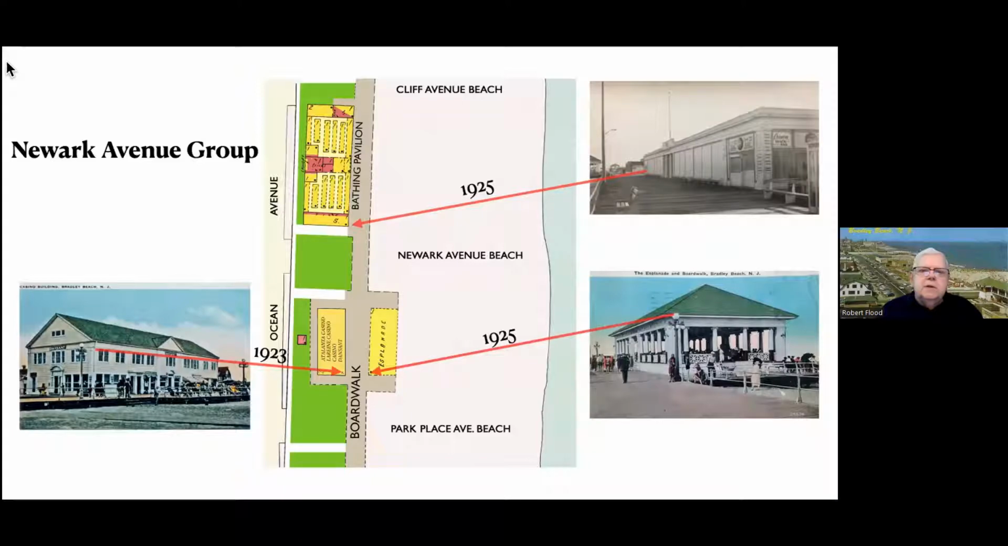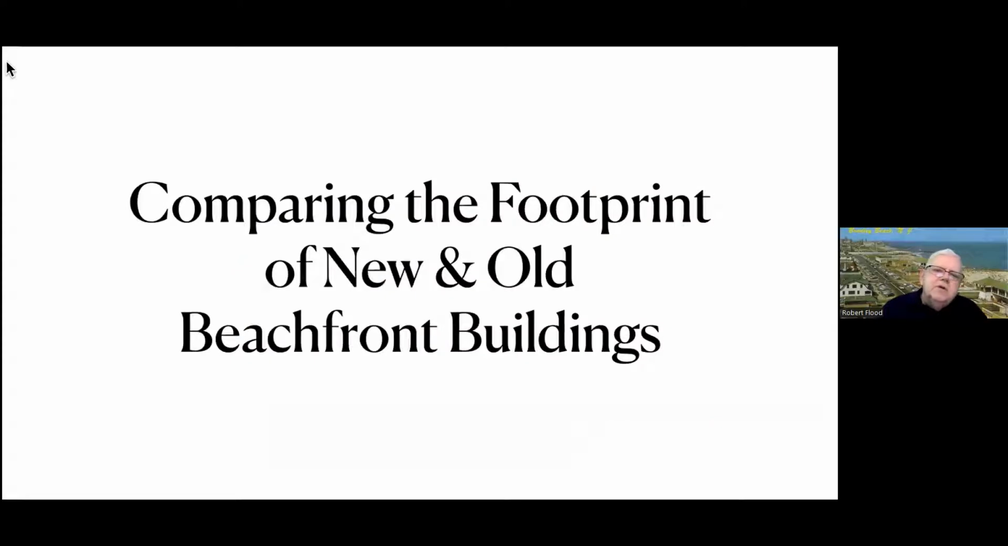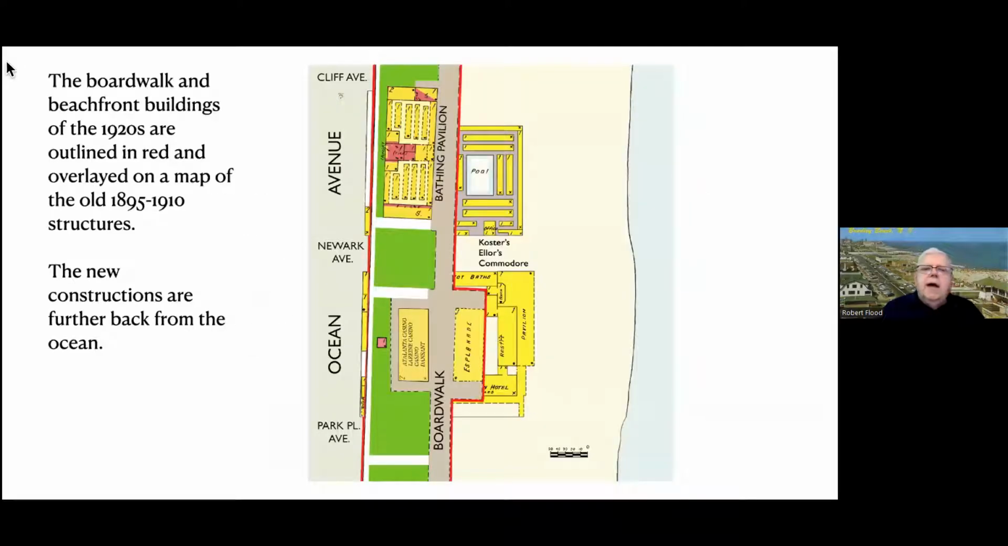What I thought would be interesting to do would be to see where these sit and compared to what was there. So we're going to compare the footprint of the new and the old beachfront buildings. Outlined in red are the new things. And they are put into the exact position of where they were. I used underground water pipe depictions on maps to make sure we got this right. But as you can see, the entire complex has been pulled back from the ocean. And those of you who know modern day Bradley Beach well know things have been pulled back even further, closer to Ocean Avenue.